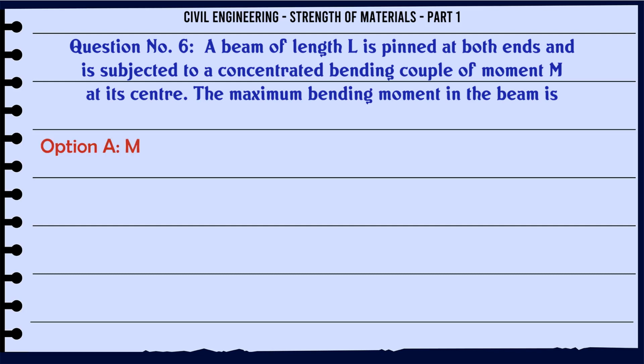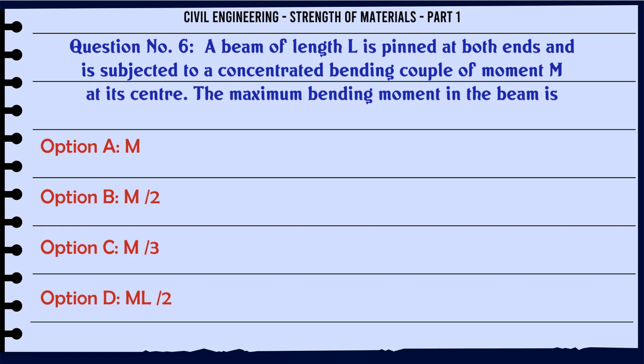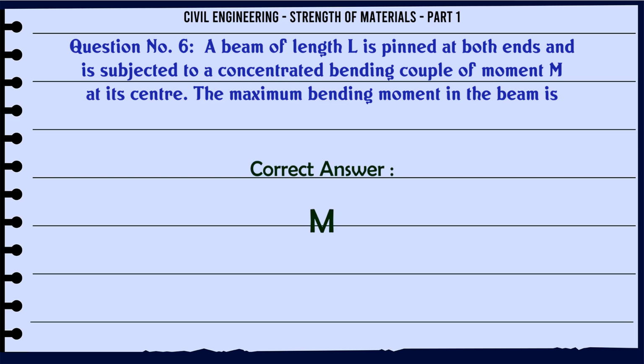A beam of length L is pinned at both ends and is subjected to a concentrated bending couple of moment M at its center. The maximum bending moment in the beam is: (a) M, (b) M/2, (c) M/3, (d) ML/2. The correct answer is M.